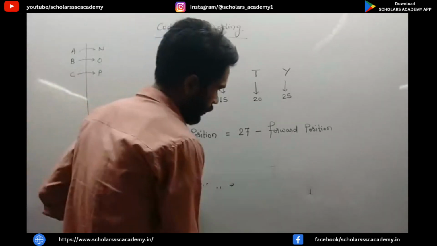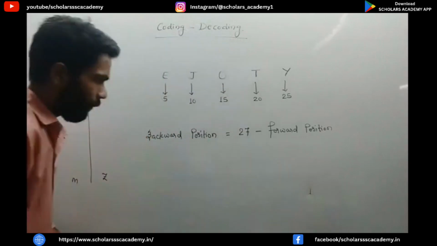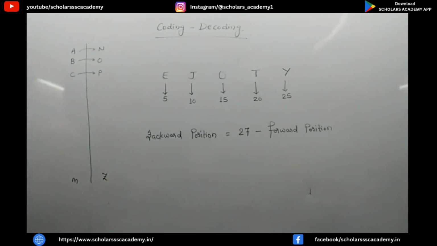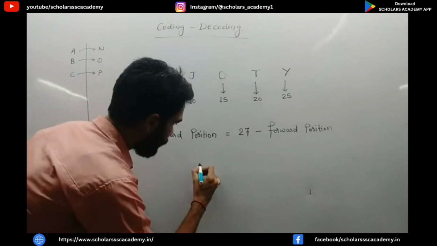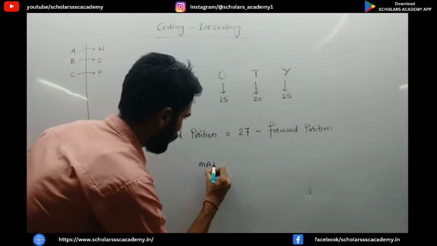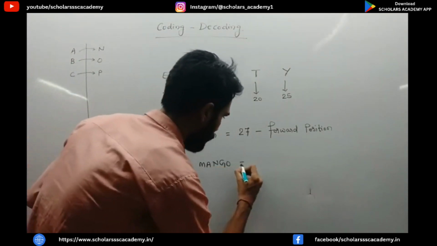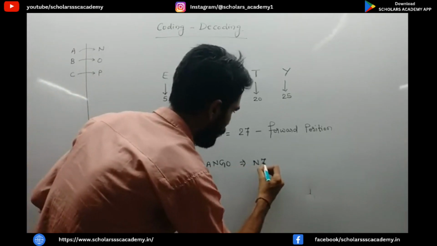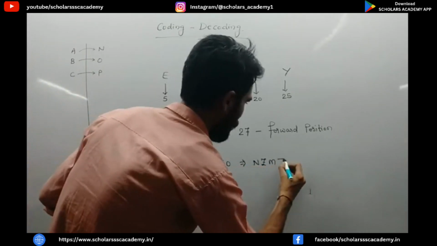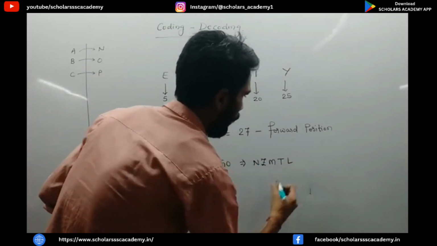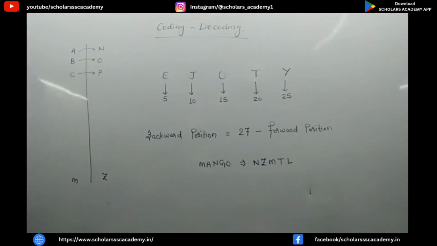Now some questions using the backward position. So let's take the same example. If they write mango as N Z M T L, so what is happening over here? Now these are the opposites of these alphabets. Forward position and backward position.